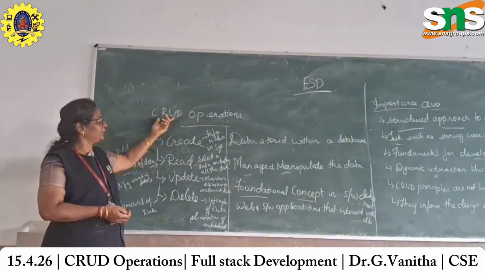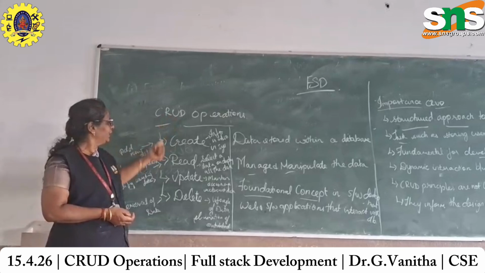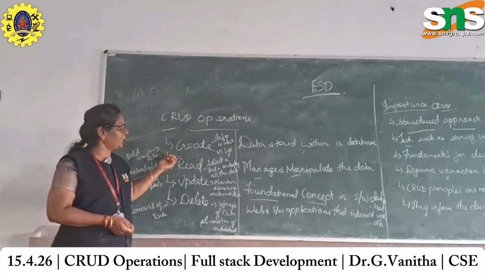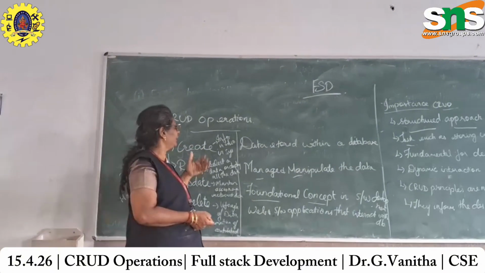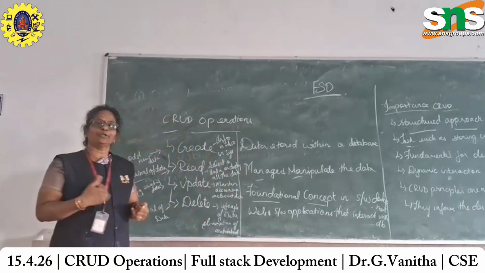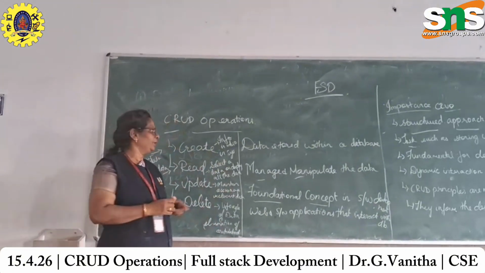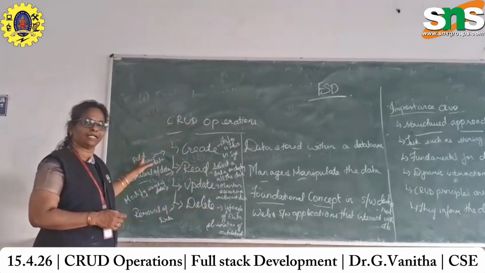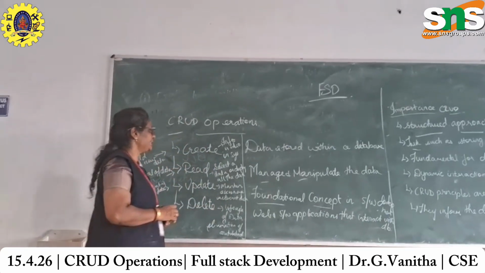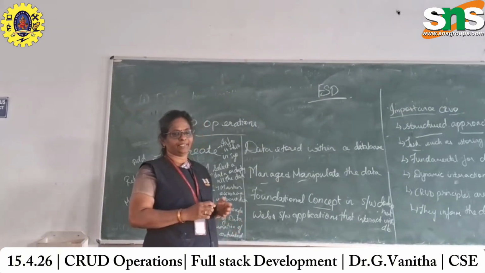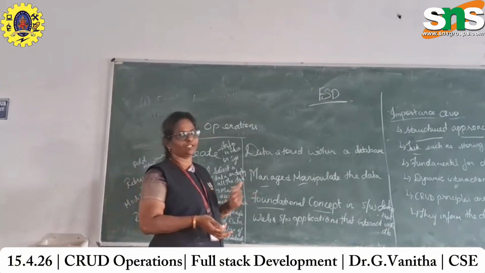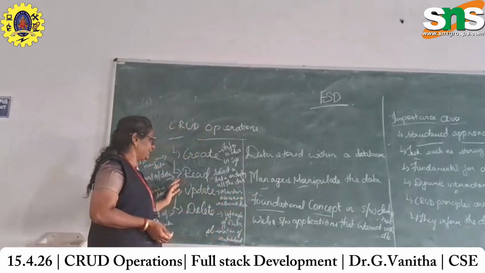That is, CRUD operation means create, read, update and delete. By using this we can create a database, that is, we can give new information to a system. That is called a create operation, that is, we can add new data. Next one is read. It selects the data or displays the selected data or all the data. We call it a read operation.